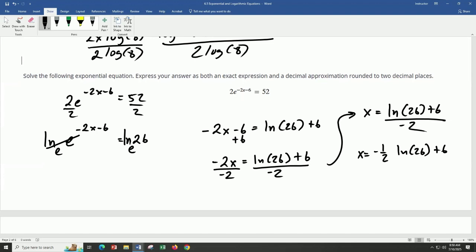Because when you do it, you get this. Is equal to -0.5. And then you get 3.2581 for that natural log. Okay. And then I add 6 after that. So I end up getting 4.37. Okay, for my answer.